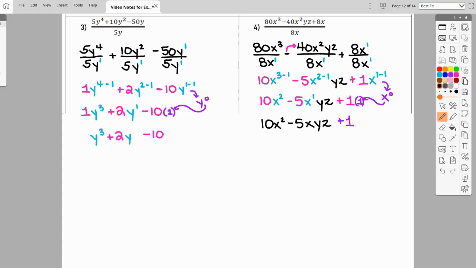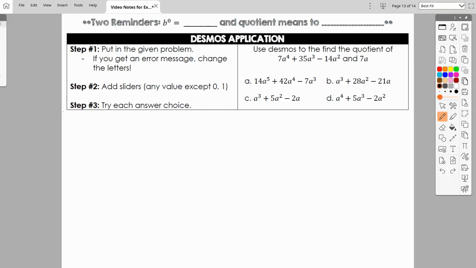Again, it's okay if you put exponents of 1 on any of the xyz. It's not wrong. You just won't see it in a multiple choice. And then plus 1 is the last term. We want to make 2 reminders here. Anything to the 0 power comes out to be 1, so don't forget that. Basically, it's saying you have 0 of those letters left in this example. And don't forget that the quotient is going to mean to divide. That way, when we use Desmos for the next problem, we find the quotient means to divide.